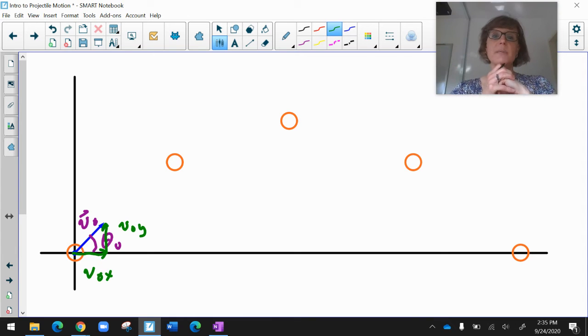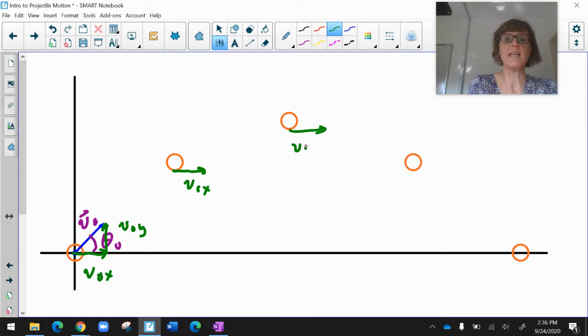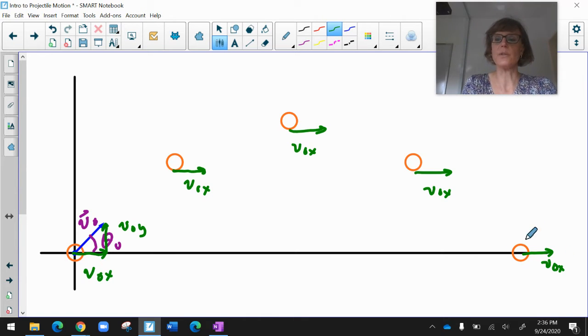And then let's talk about what happens to these vectors as the object moves through space. Now remember, we can treat the horizontal and the vertical directions separately. And what do we know about the motion in the horizontal direction? Well, it's not going to change because there's no acceleration. So that means that my object is going to have that same v0x component the whole way through. And as I just said, of course, over here, when the object is landing on the ground, we're talking about the instant right before it lands.